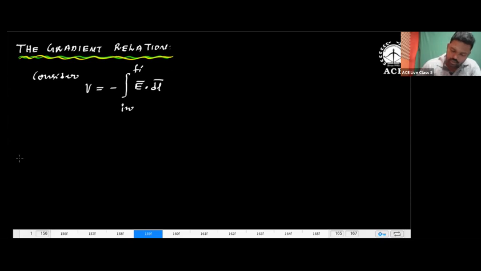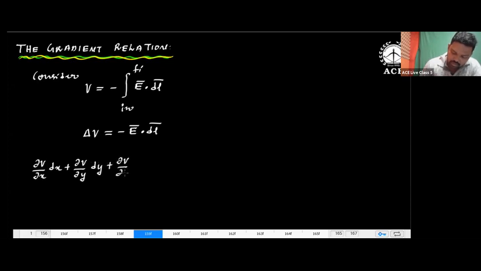So what I'll do, I'll just remove the integration here. So if I remove the integration, what you're going to get? Gradient of V is equal to minus E dot dl. From your mathematics basics, you know that this can be split in terms of x, y, and then z. That means you can write that one as dou v by dou x into dx plus dou v by dou y into dy plus dou v by dou z into dz is equal to minus E dot dl.